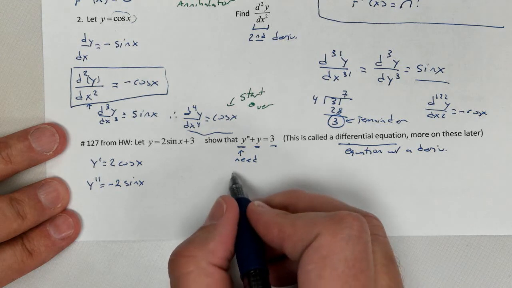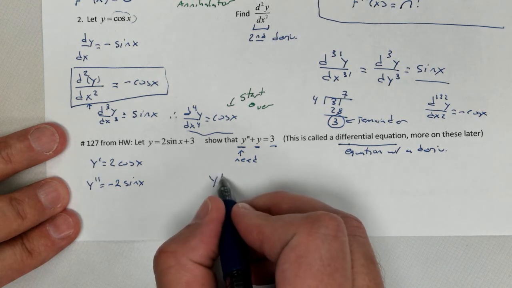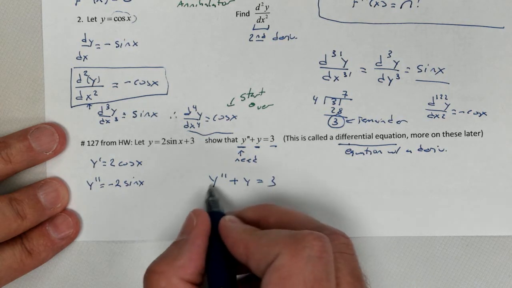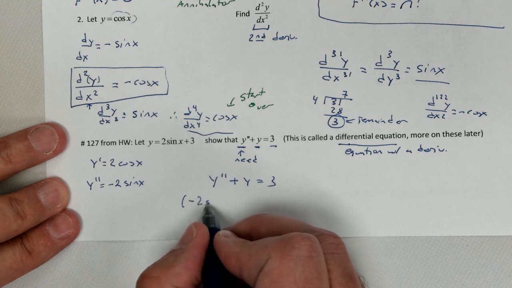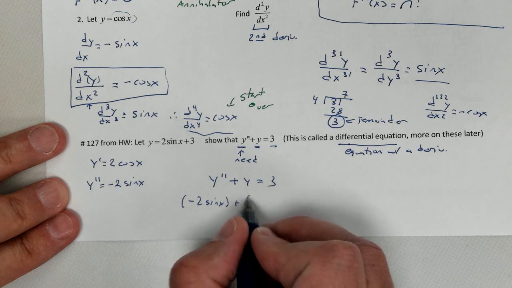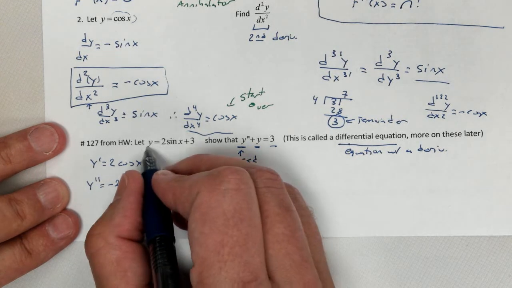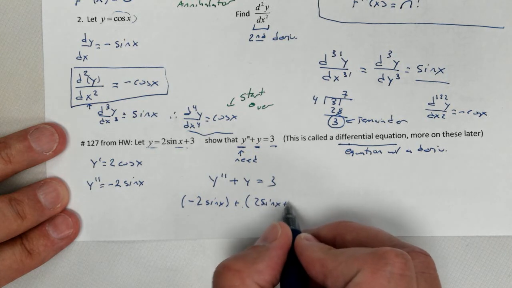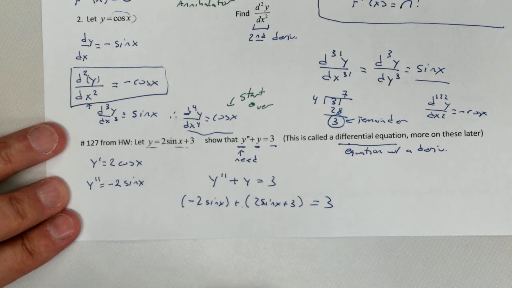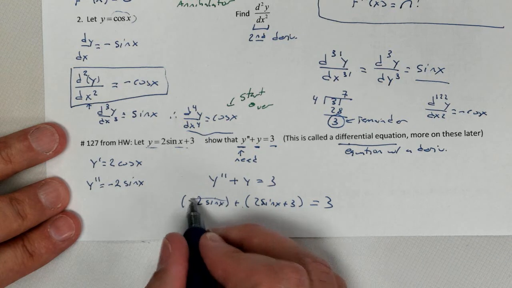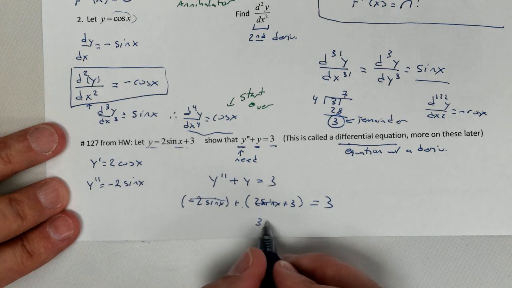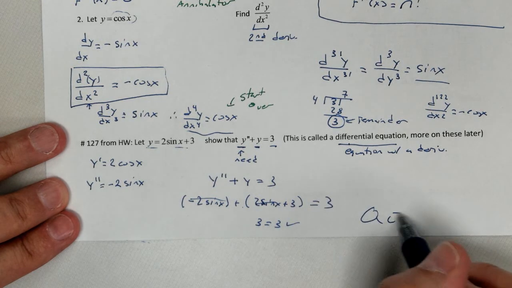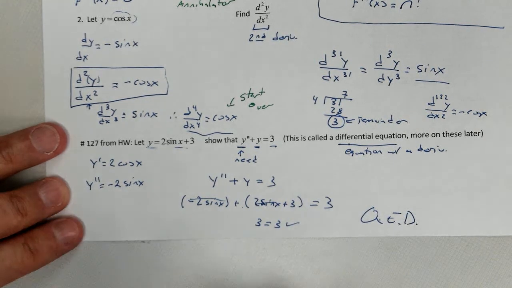All I'm going to do now is plug in y double prime, the second derivative, plus y equals 3. My second derivative, we just said, is negative 2 sine of x, plus the original y, which was 2 sine x plus 3. I want to know if that's equal to 3. This is so easy. Look, those sine x's cancel, and we're left with 3 equals 3. That is it. QED.